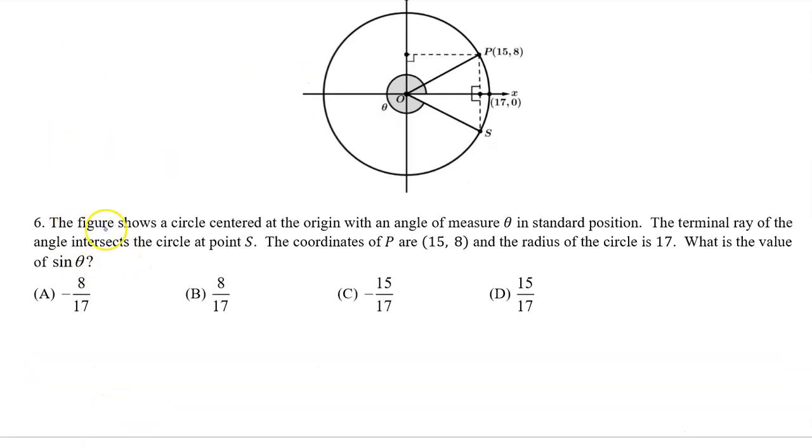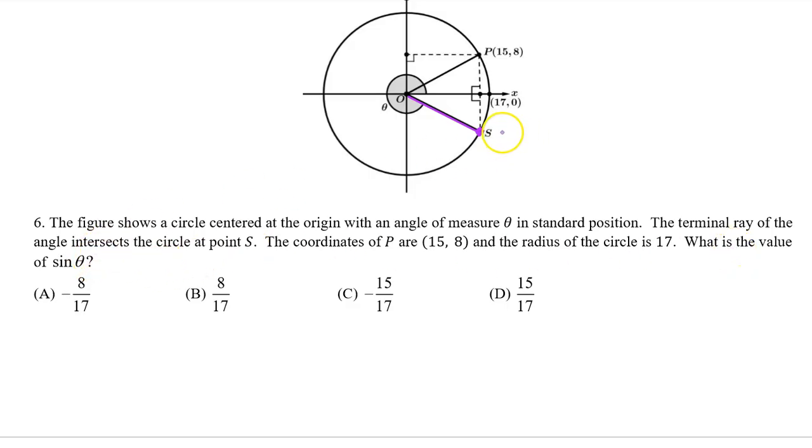Number 6. The figure shows a circle centered at the origin with an angle of measure theta in standard position. The terminal ray of the angle intersects the circle at S. That means S is the point that matters this time. The coordinates of point P are 15, 8, and the radius of the circle is 17. What is the value of sine theta?